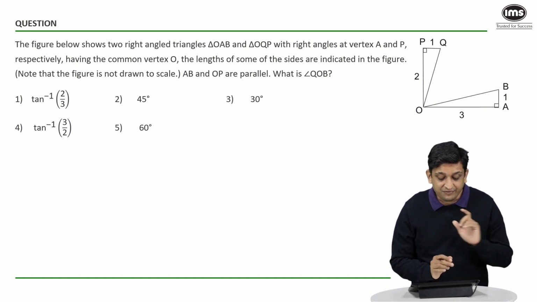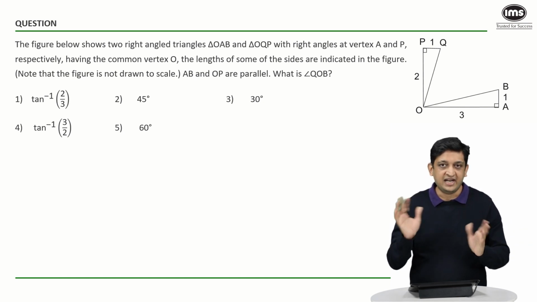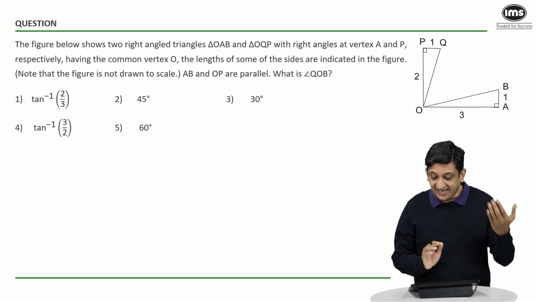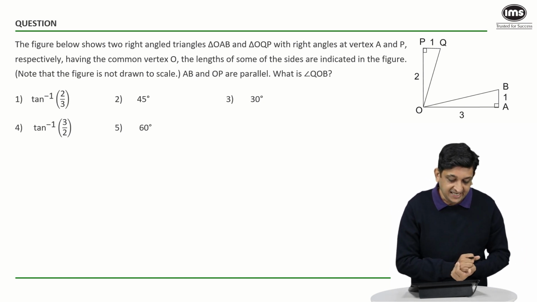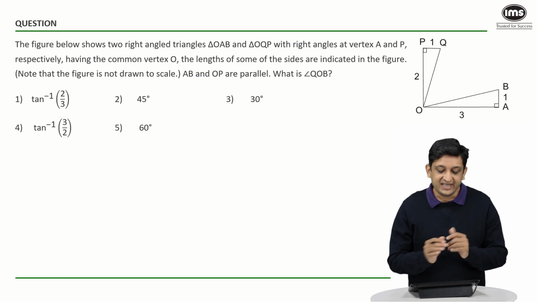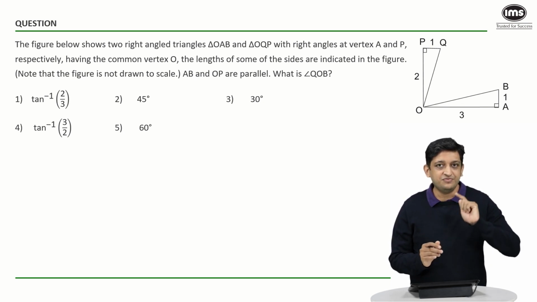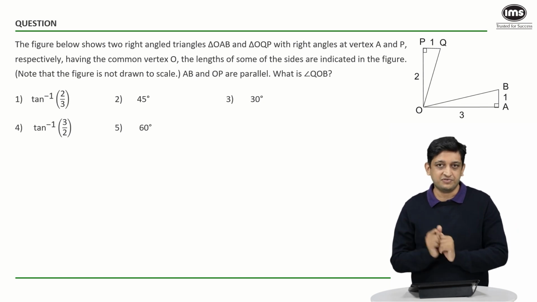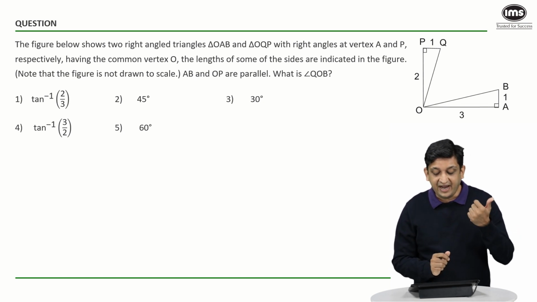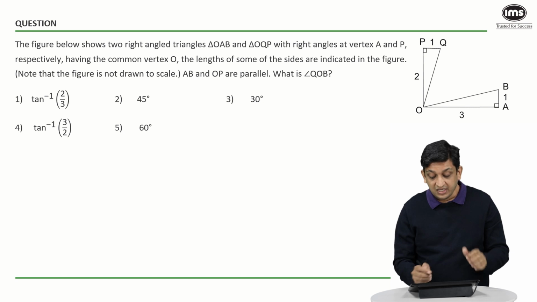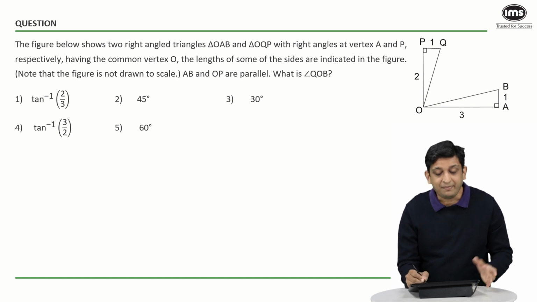So in this case, we have two right angled triangles OAB and OQP, which is obvious. Right angled at A and P, again you can see that. Having common vertex O, again this is fine. There is one small thing that we have been given here which we need to understand so as to solve this question, which is AB and OP are parallel to each other.